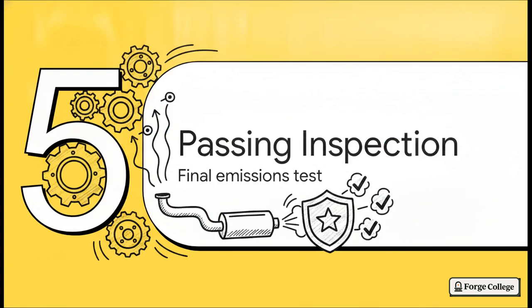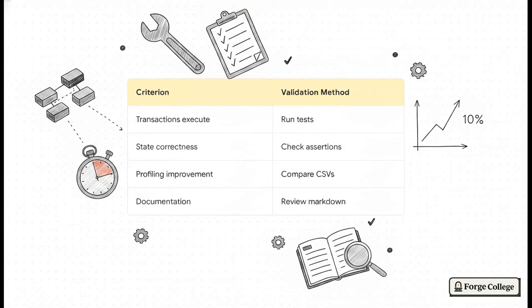All right, final step of the day. Passing inspection. Think of this as the final emissions test. We've built the engine, we've measured it, and we've tuned it up. Treat this final checklist as your literal mechanics clipboard before you can pass this milestone. First up, the transactions execute criterion. We run our automated test suite to guarantee absolutely zero runtime errors.